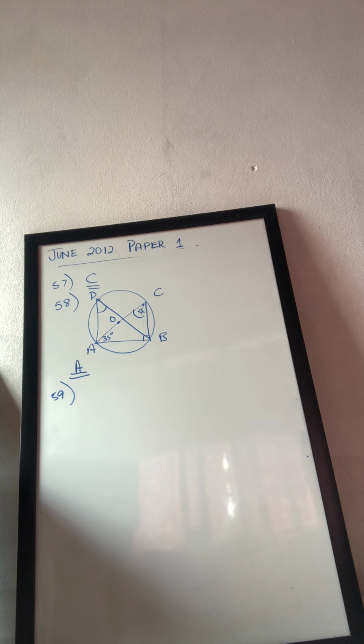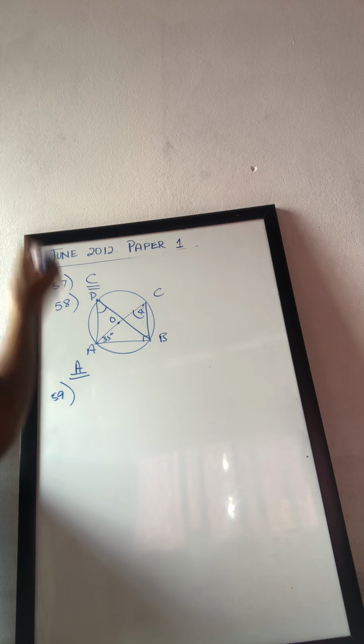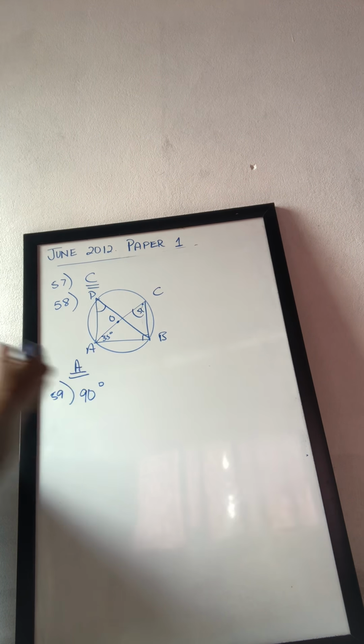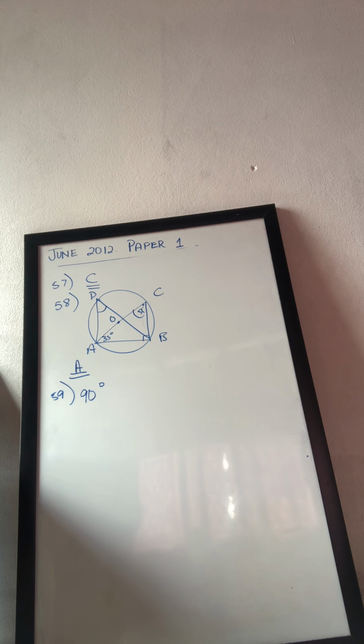59. A plane is headed in a direction of 045 degrees and it changes course in a clockwise direction to 135 degrees. The angle through which the plane turns is, okay, so 135 minus 45, you'll get 90 degrees. Now the option is not showing up, but the answer would be 90 degrees, okay?